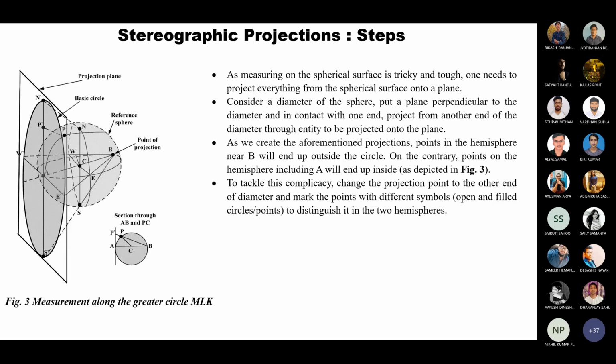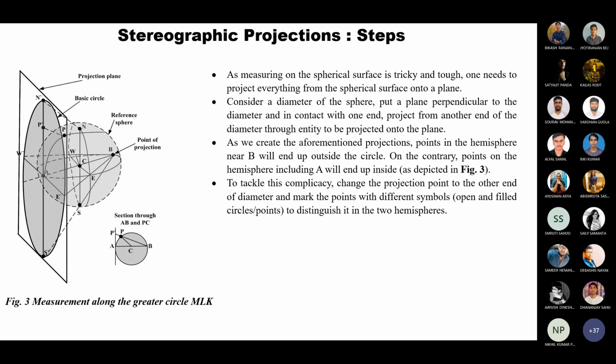Now other steps. As measuring on the spherical surface is tricky and really tough, one should be very careful and needs to project everything from the sphere surface onto a particular plane and consider the diameter of the sphere. Put a plane perpendicular to the diameter and in contact with one end, and project from the other end of the diameter through the entity to be projected onto that particular plane.